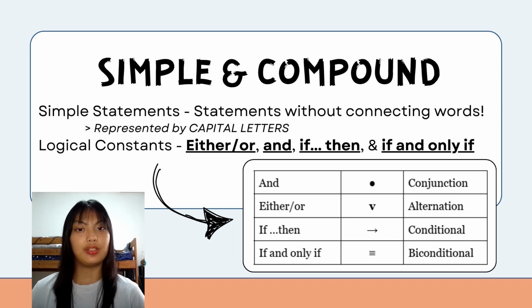Now, to represent these logical constants, we use the following symbols. The dot, much like a bullet, represents the connecting word and. This can be called conjunction. The small v is used to represent the connecting word either/or. This is called alternation. The short arrow symbol is to represent the connecting word if/then. This can be called conditional. Finally, the three lines, much like an equal sign with an extra line, represent the connecting word if and only if. This is then called biconditional.